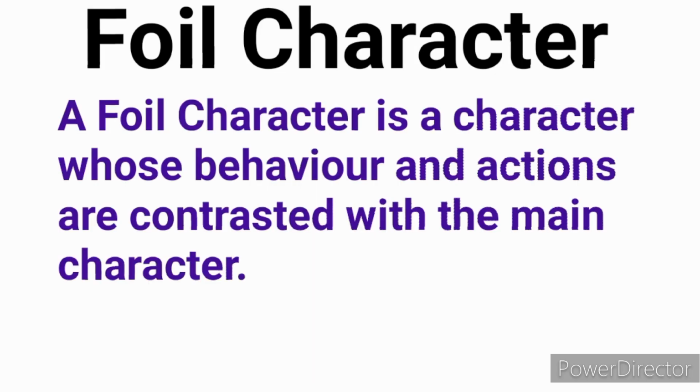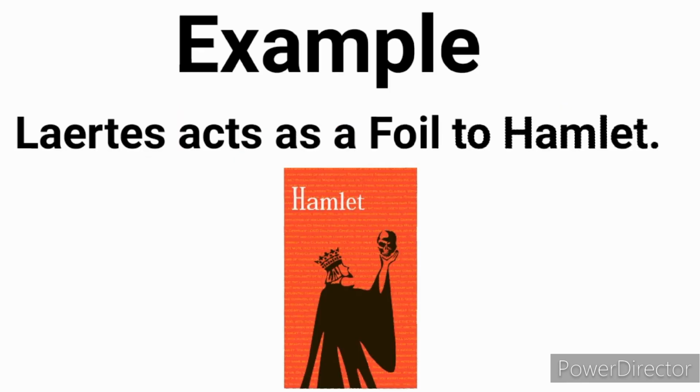The fifth and the last type of character is foil character. A foil character is a character whose behavior and actions are contrasted with other characters, especially the main character or the protagonist. If we look at the play Hamlet, then Laertes acts as a foil to Hamlet.